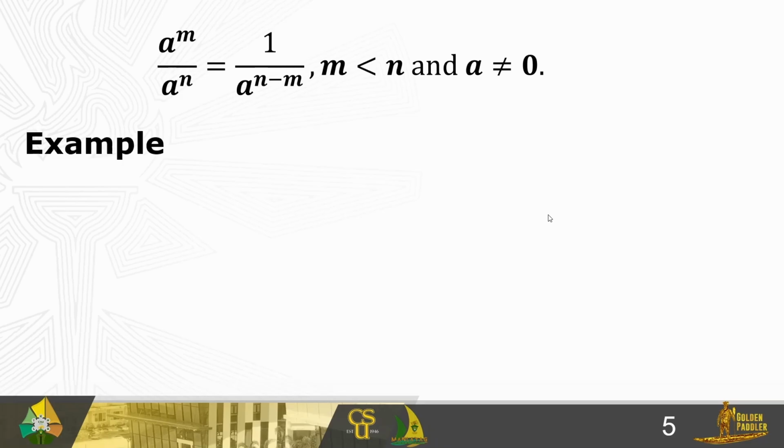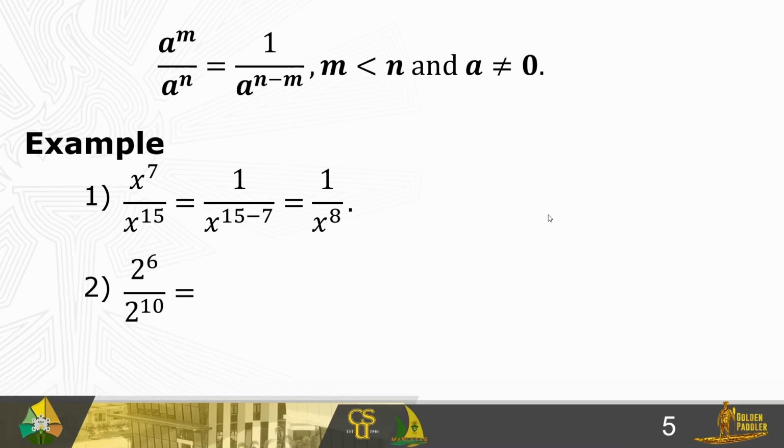For example, x to the power of 7 over x to the power of 15, since the exponent of the numerator is less than the exponent of the denominator, then we can apply this rule. So we have 1 over x to the power of 15 minus 7, which is equal to 1 over x raised to the power of 8.